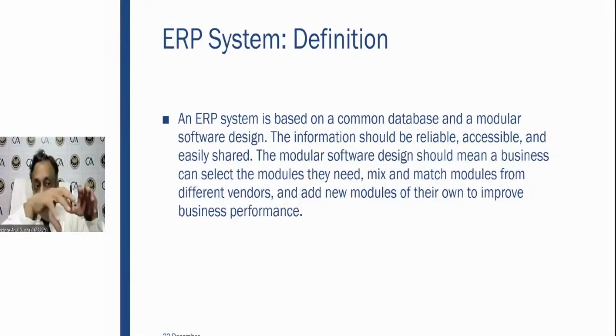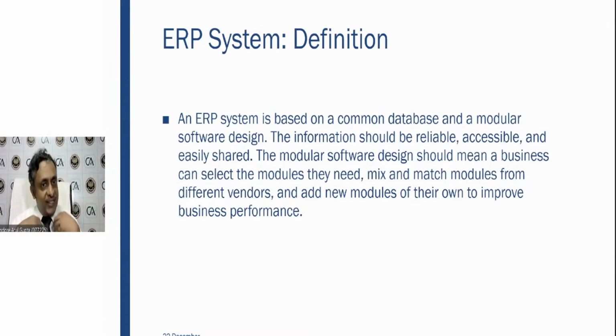So multiple modules I create and they are linked to a common database. What it ensures is that each module is accessing the same database, but providing a different functionality. And each of the modules is integrated together. That is the best part. The information should be reliable, accessible, and easily shared. The modular software design should mean a business can select the modules they need, mix and match modules from different vendors, and add new modules of their own to improve business performance.